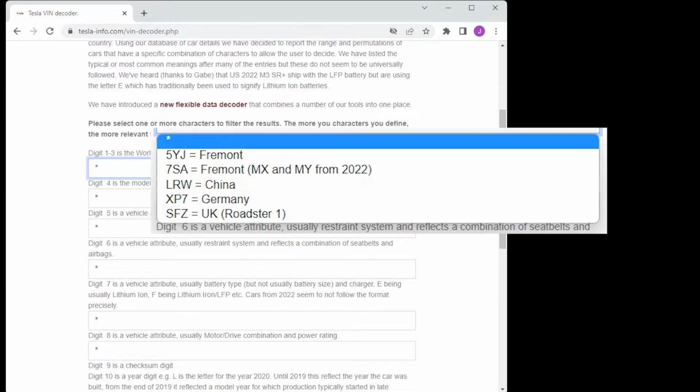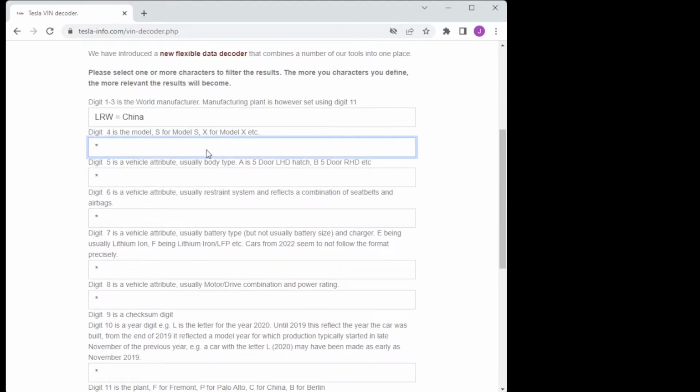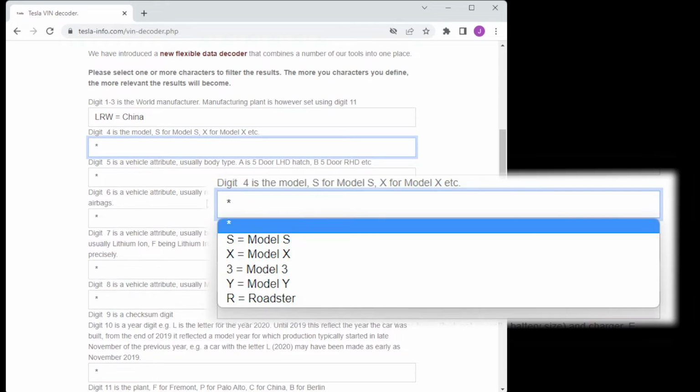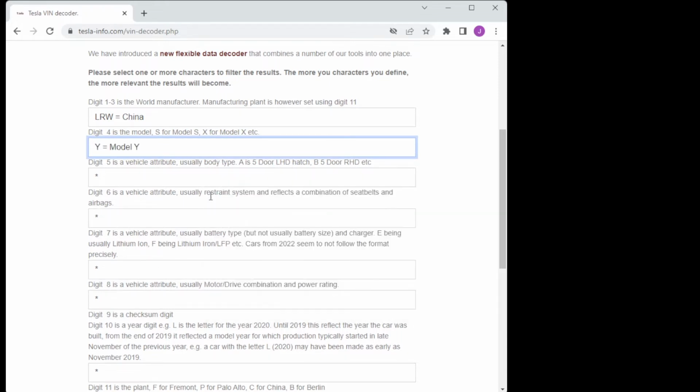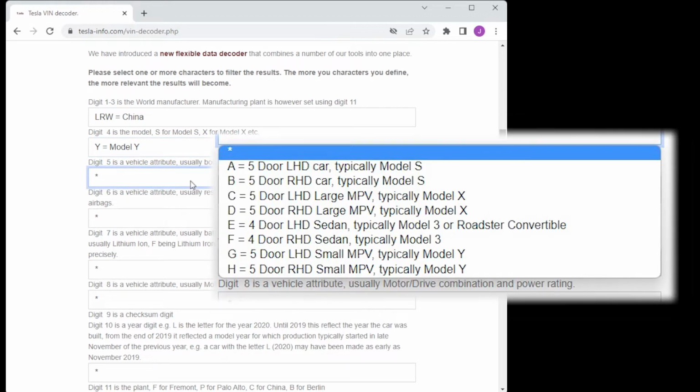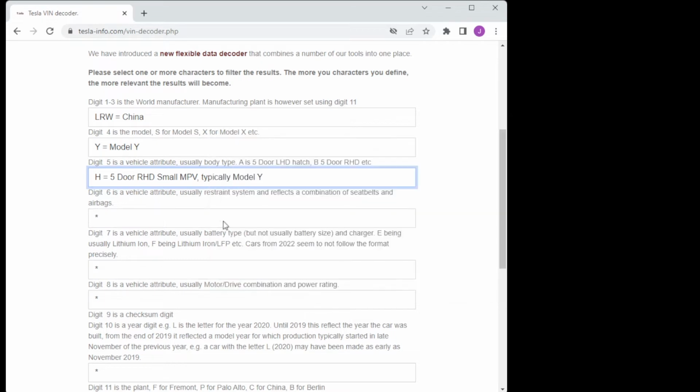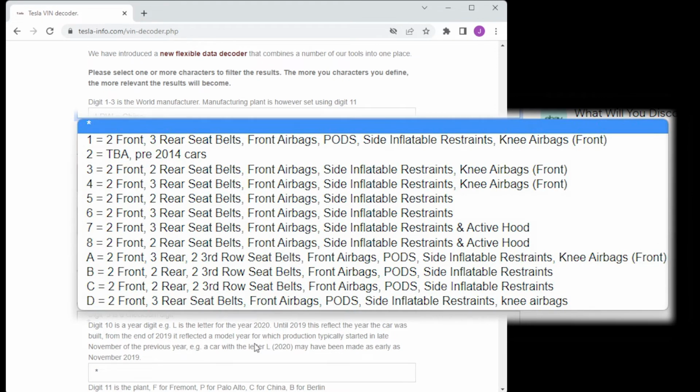The first three letters are the manufacturing entity, not the factory, which is a common mistake people make. The fourth letter is the model, fairly self-explanatory here. The fifth digit is a vehicle attribute. This tells you the model, but also whether it's left-hand drive or right-hand drive. The sixth digit is the number of airbags and seat belts. This is actually a good way of telling between 5, 6, and 7 seat configuration cars.